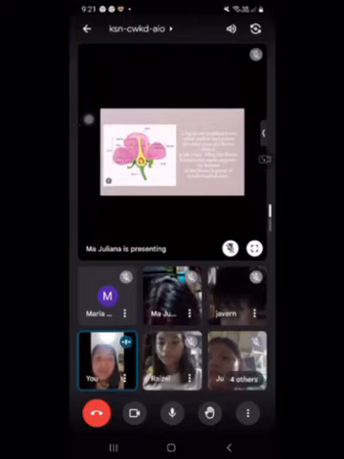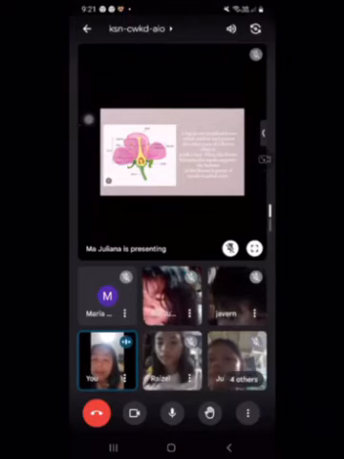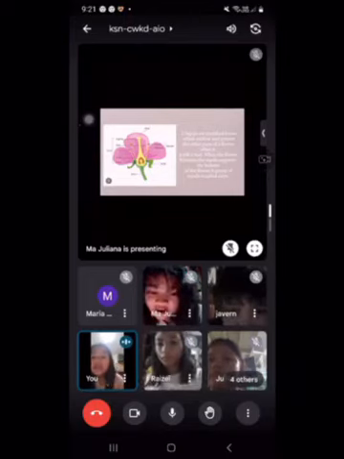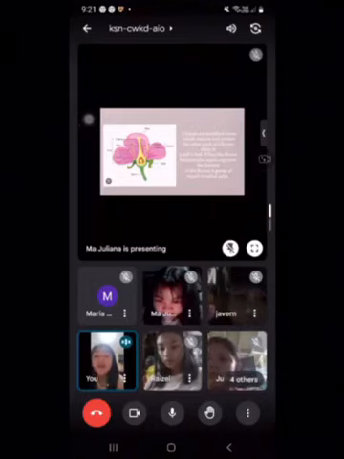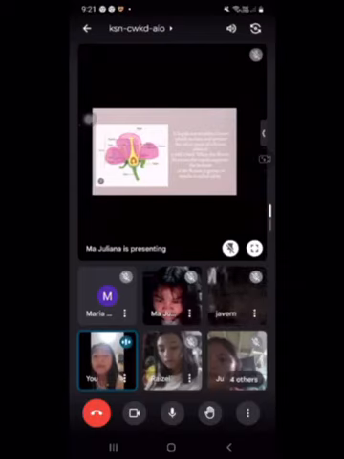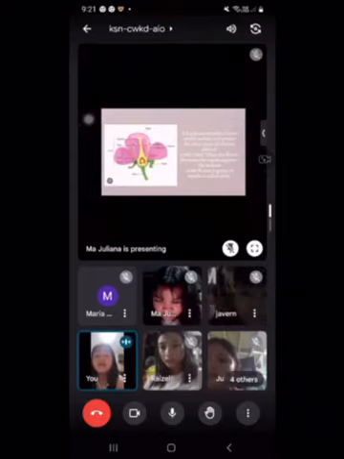Number 2, sepals. Sepals are modified leaves which enclose and protect the other parts of a flower when it is still a bud. When the flower blooms, the sepals support the bottom of the flower. A group of sepals is called calyx.